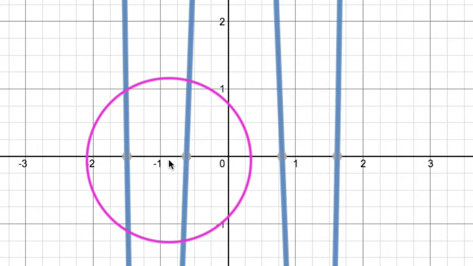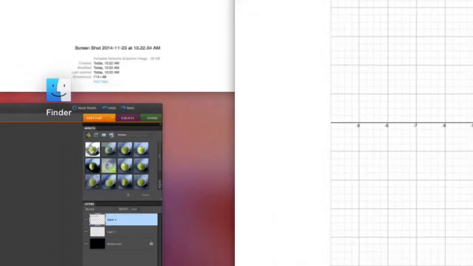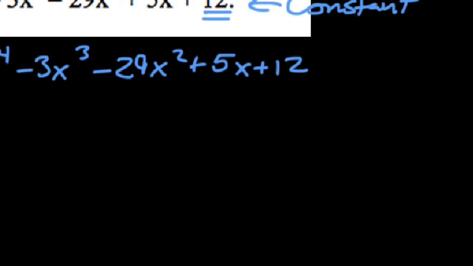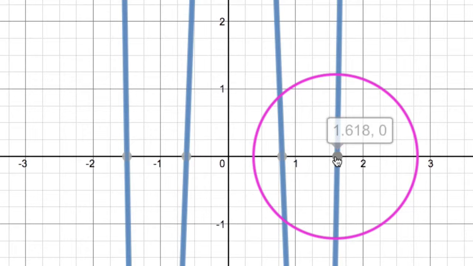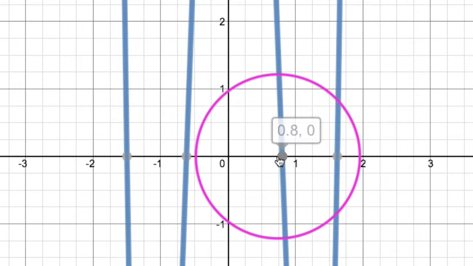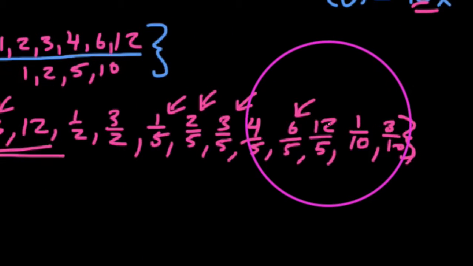But the thing I want to point out here is this. What I'm trying to determine is, are there any numbers on this list that I should try to divide out that are also on my graph? So when I look at this, I don't recognize 1.618 there, but 0.8, well, that's actually 8/10, and 8/10 was on our list here.